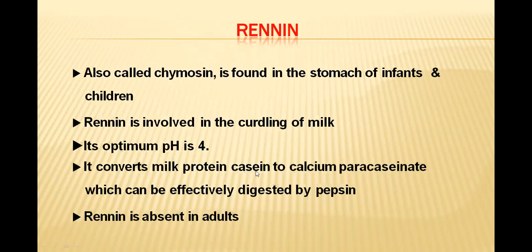The casein, as it cannot be digested by the pepsin, has to be converted into a form which can be digested by the pepsin. So the casein has to be converted into calcium paracaseinate. To convert the casein into calcium paracaseinate, the renin enzyme is essential. So that's why infants have a renin enzyme in their digestive system. With the help of renin enzyme, milk protein casein is converted into calcium paracaseinate. And this calcium paracaseinate can be digested by the pepsin to form proteases and peptones.